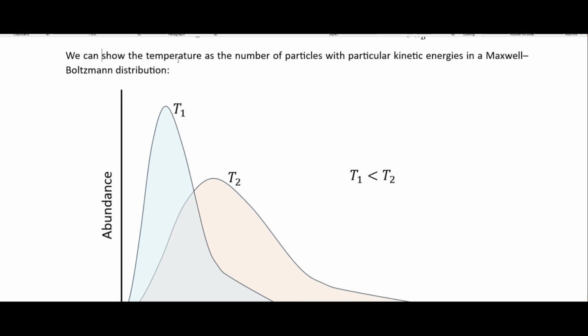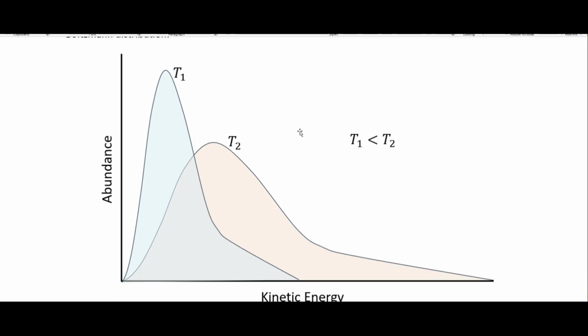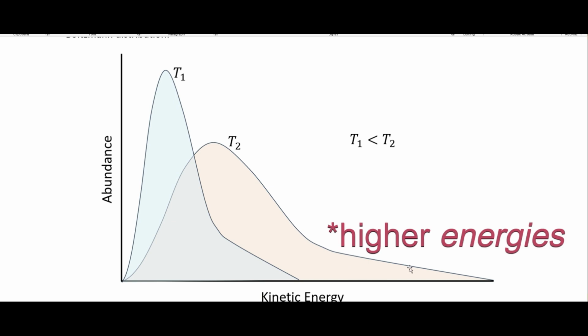Also, we can show that the temperature is the number of particles with a particular kinetic energy in a Maxwell-Boltzmann distribution. So essentially what this is telling us is that the area under these curves is the number of particles, and so we can see at the lower temperature, most of the particles are in this lower energy right here. When we're at the higher temperature, then we have more particles at the higher energies right here.